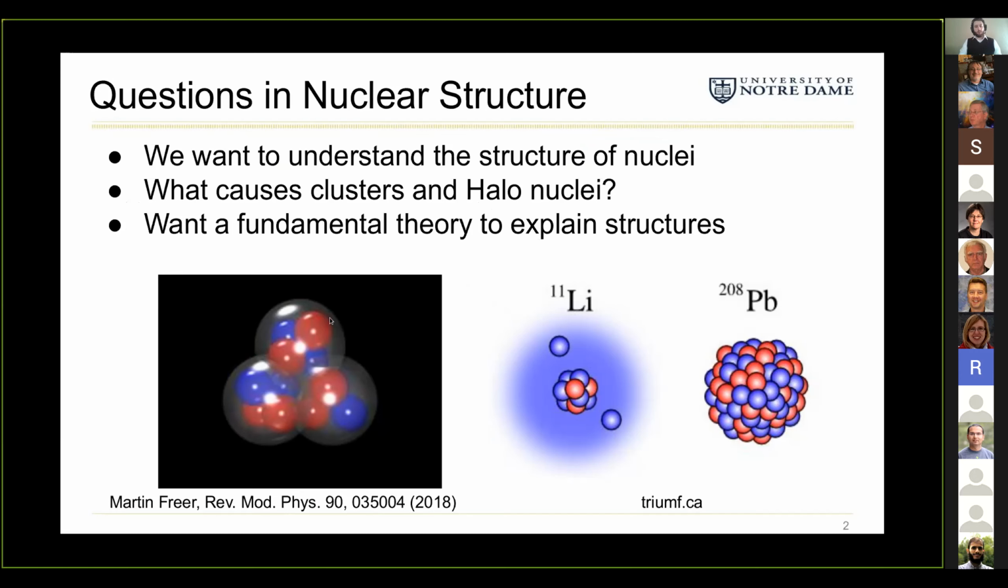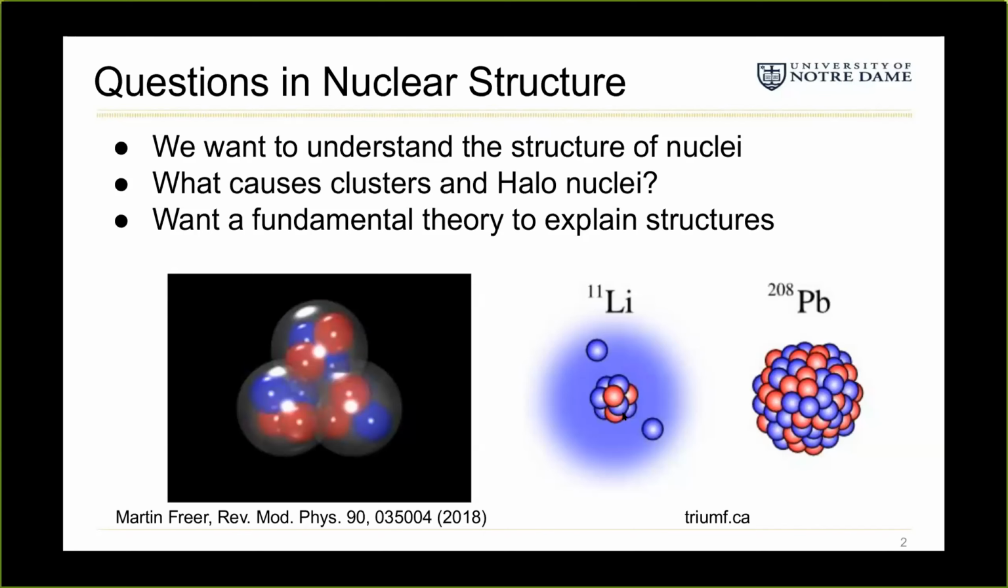Halo nuclei are another example, where you have a central core of nucleons, and then surrounding it at a much farther radius, you have either neutrons or maybe even protons orbiting around the central nucleus. These are unusual structures, and we don't fully understand what causes them to occur. We really would like a theory that can start from the basics of what we know about the nuclear interaction, and can both explain these structures and hopefully predict when they will occur. Now that's a tall order right now, but that's what we want to move towards.